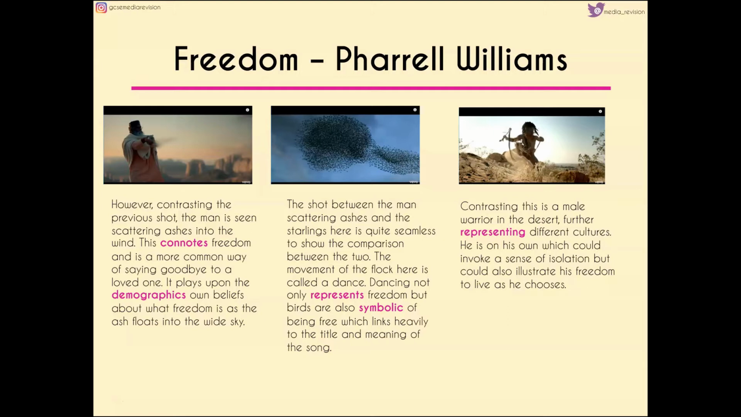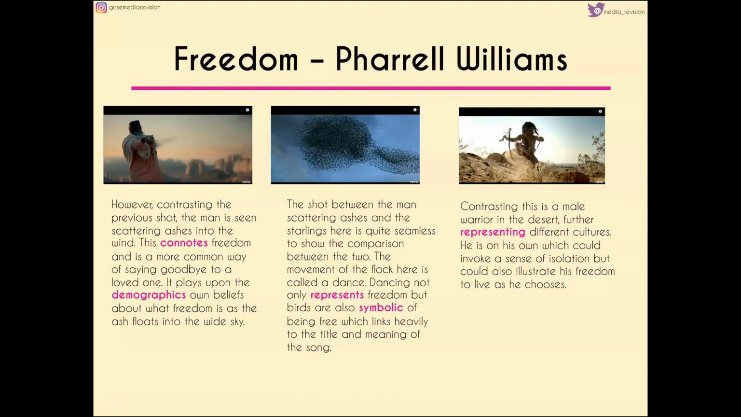So the movement of the flock here is called a dance, and actually the group of starlings together is called a murmuration. Now not only does this represent freedom, but it's also very symbolic because birds are normally representative of freedom in itself, and so this obviously links very heavily to the title and the meaning of the song.